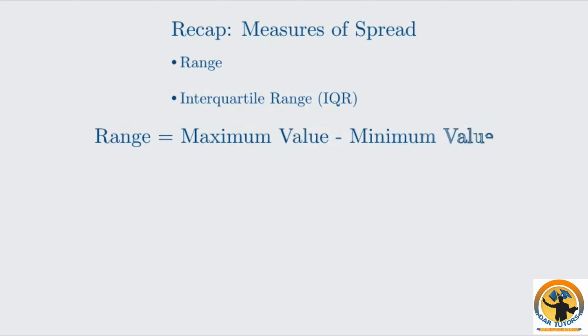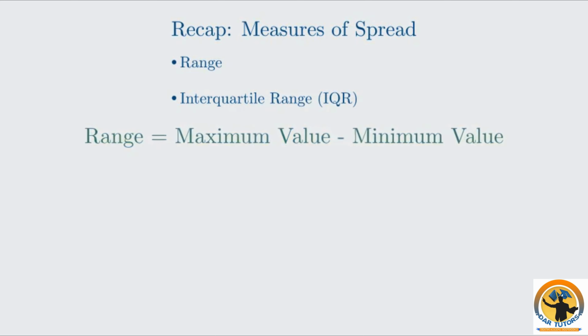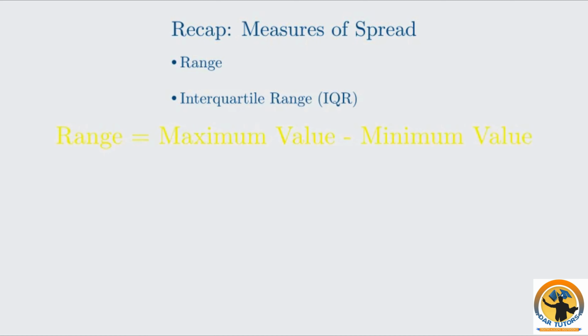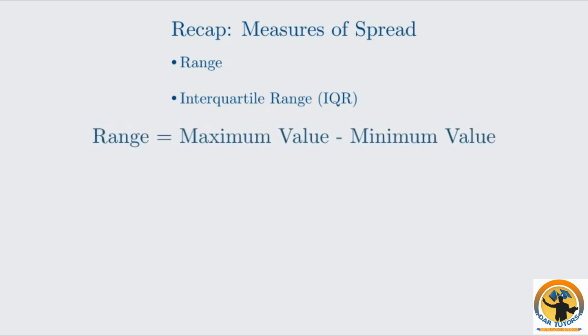Before we introduce variance, let's briefly recap other measures of spread we've already covered. We have the range and the interquartile range. The range is the difference between the maximum and minimum values in a data set. It's easy to calculate, but only tells us about the extreme values and can be heavily affected by outliers.